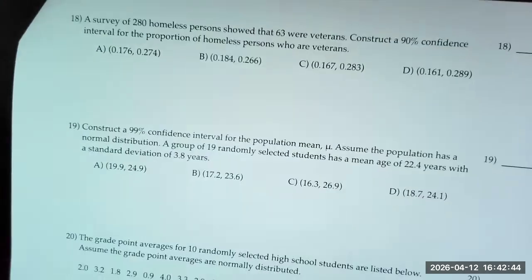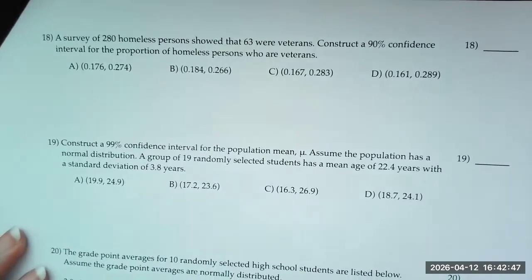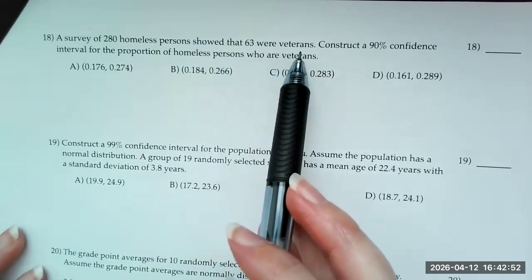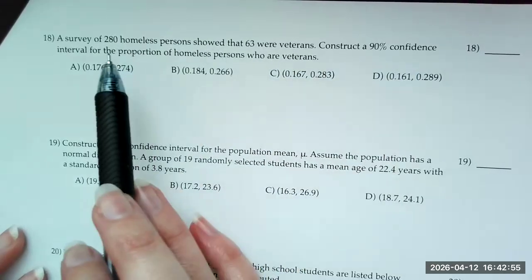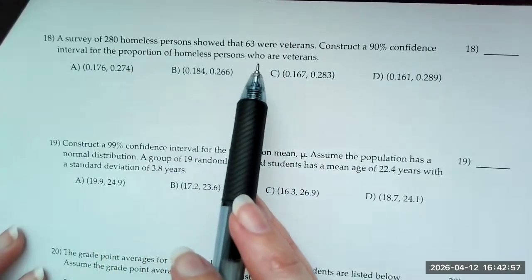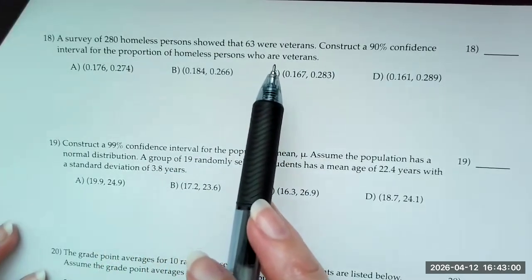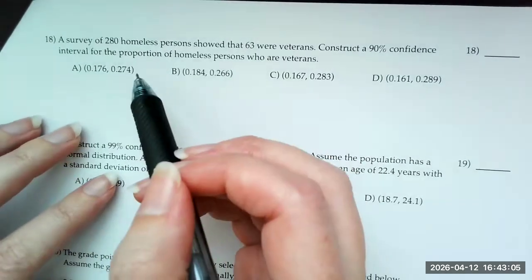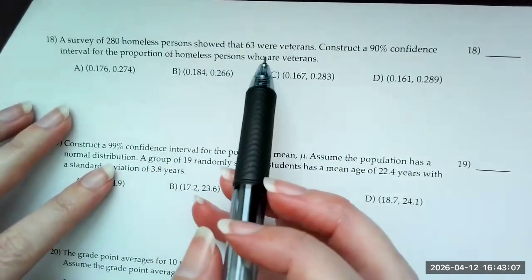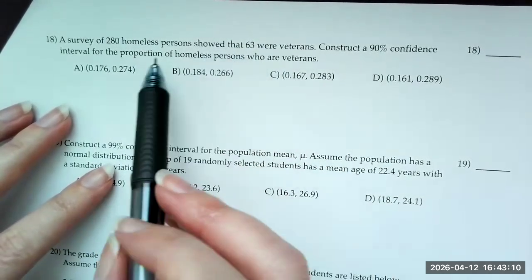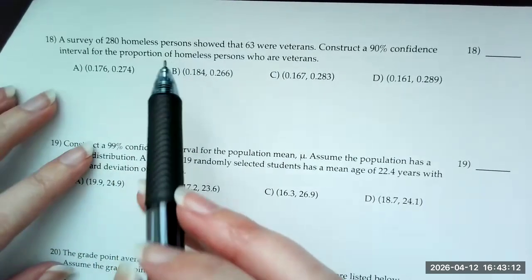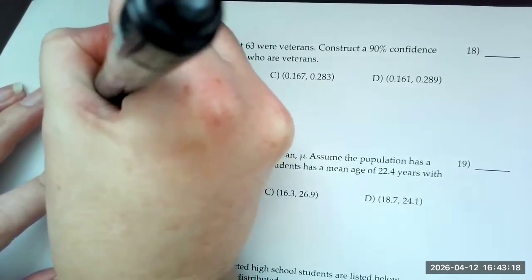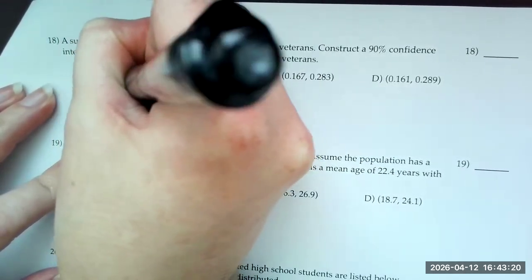Number 18 says, a survey of 280 homeless persons showed that 63 were veterans. Construct a 90% confidence interval for the proportion of homeless persons who are veterans. Again, this one didn't ask for the error or anything like that, so we can do the cheater method for the confidence interval, but this one's going to be proportion, so we're not going to use the T interval, we're going to use the 1 proportion Z interval.